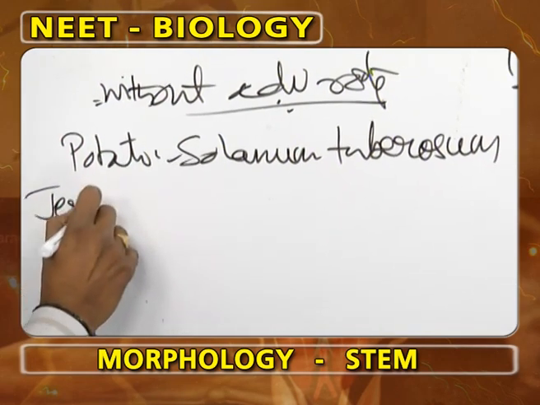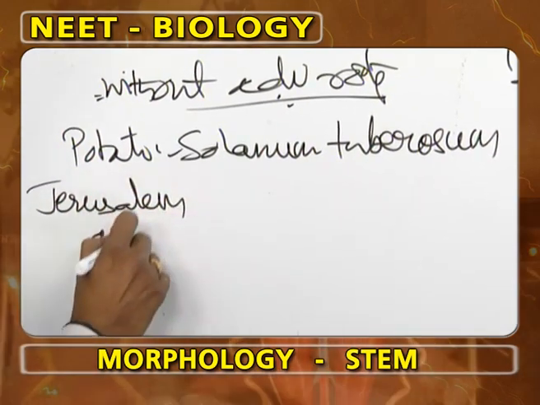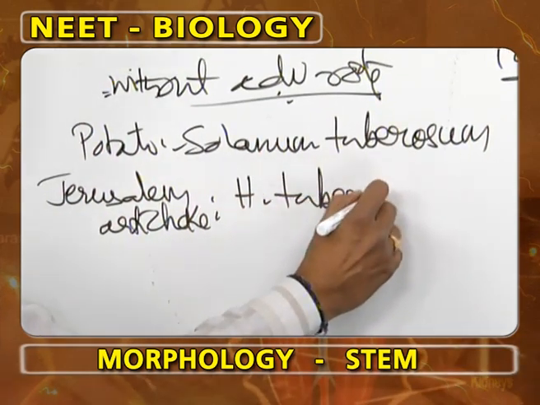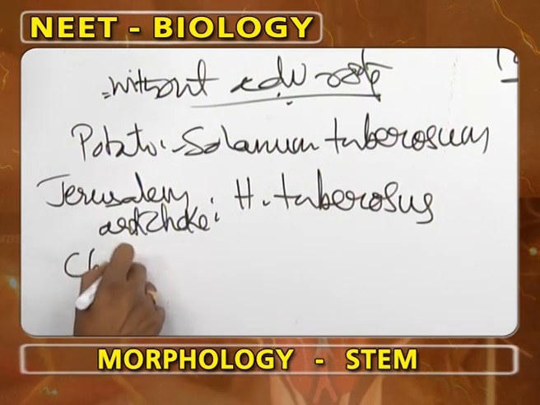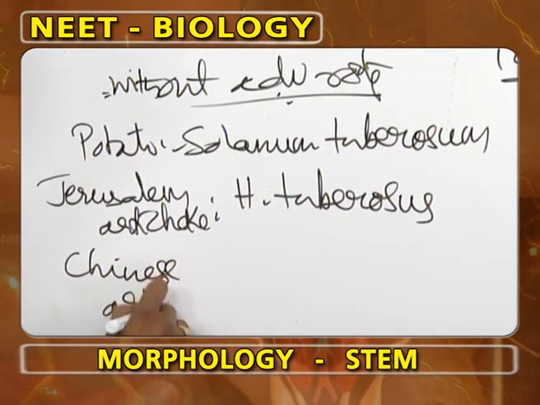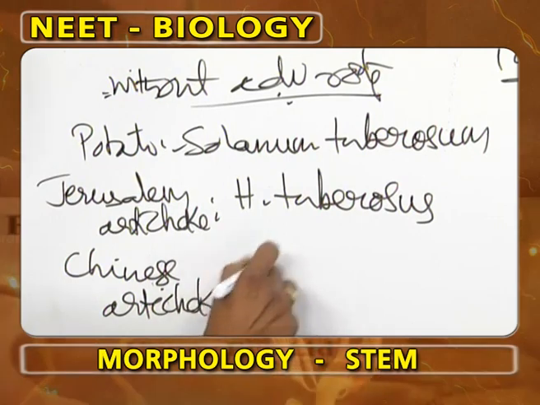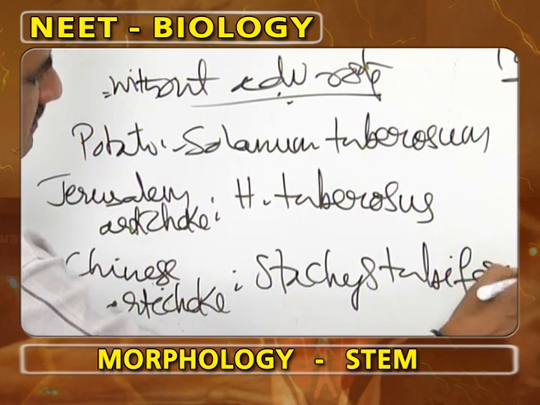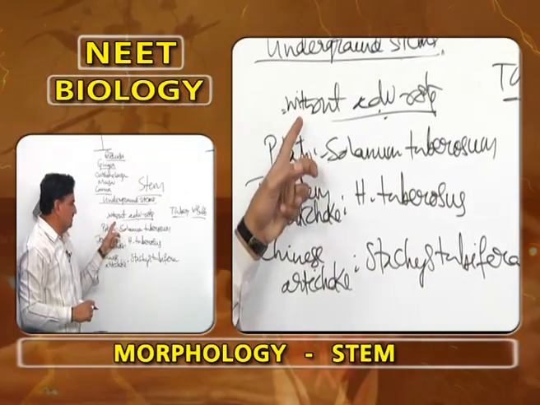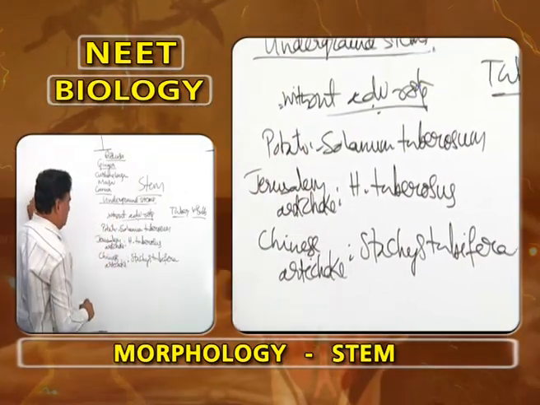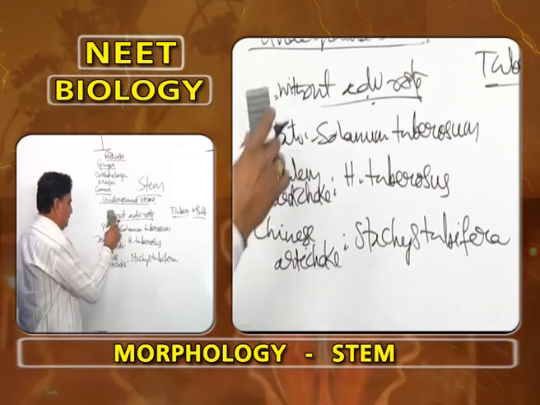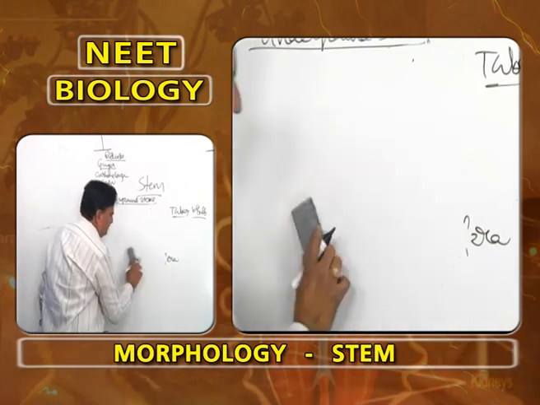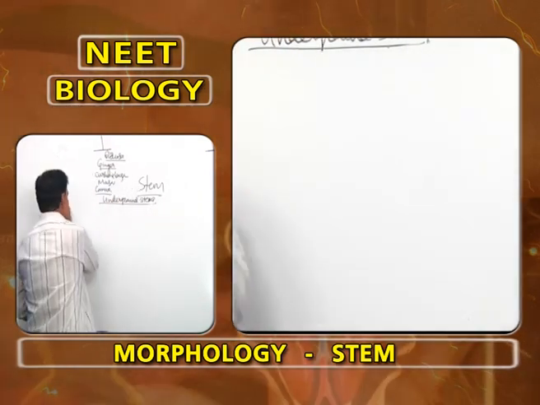Then Jerusalem artichoke. Jerusalem artichoke is Helianthus tuberosus. Then Chinese artichoke. Chinese artichoke is Stachys tubifera. These are the three plants which contain tubers. So, an underground stem modification without adventitious roots is tuber. Tubers are found in potato, Solanum tuberosum, Jerusalem artichoke, Helianthus tuberosus, Chinese artichoke, Stachys tubifera.